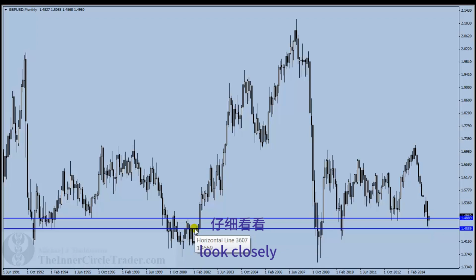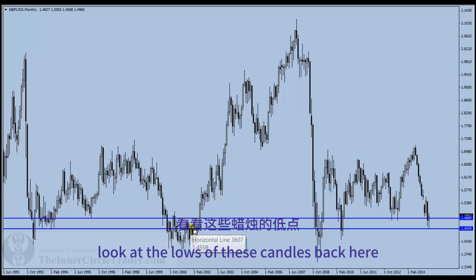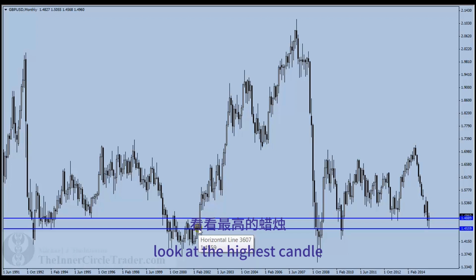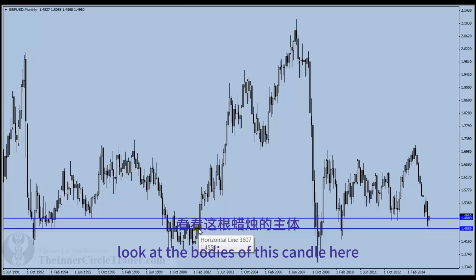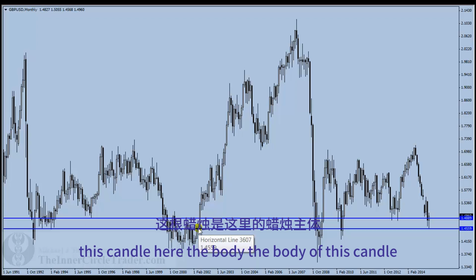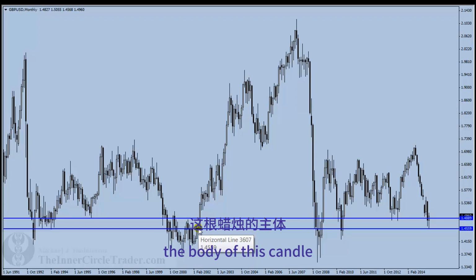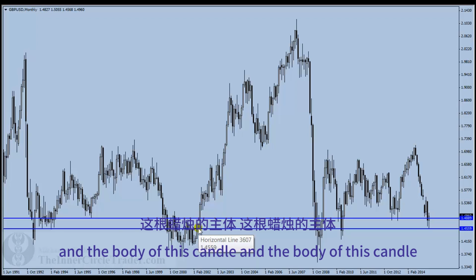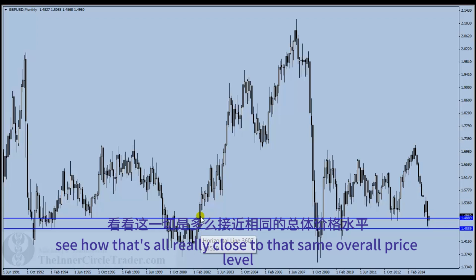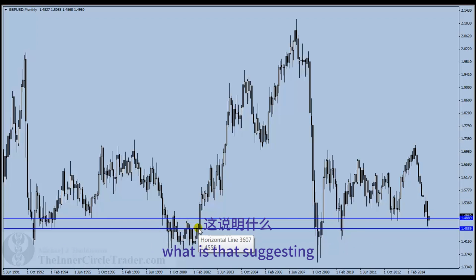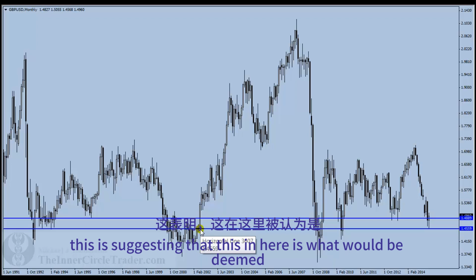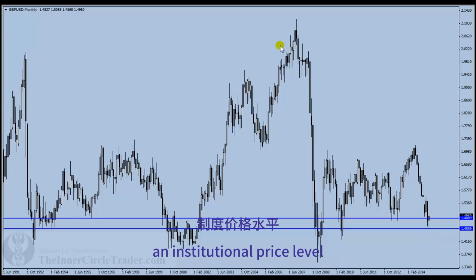What is that suggesting? This is suggesting that this in here is what would be deemed an institutional price level for trade. Okay, not an institutional price level like the 80s, 20s, 50s, and evens like we talk about. But what I'm saying is this is a good level to anticipate actual trade entries at, because there's a lot of activity around that particular price level. And you can see that they were in fact interested there because it took off and then never came back for a long period of time, many years actually.